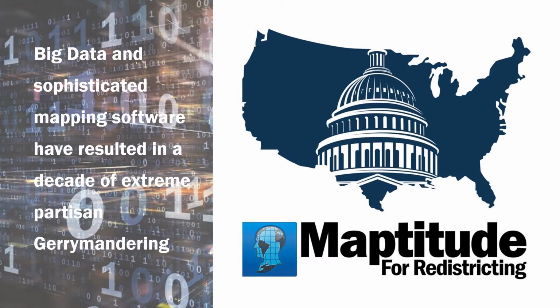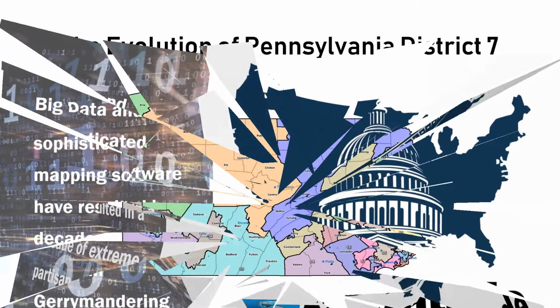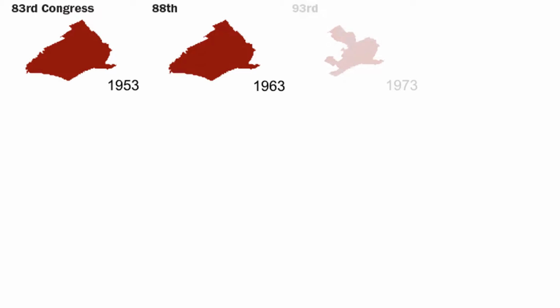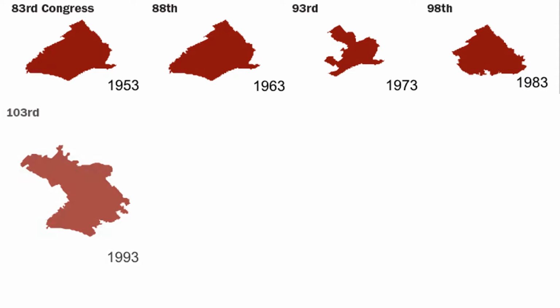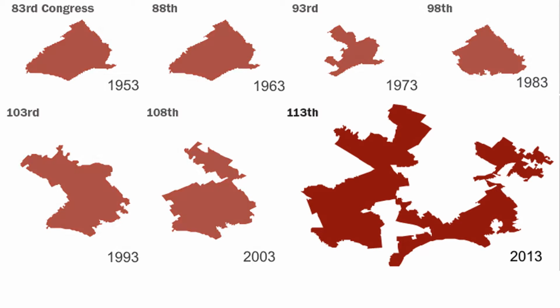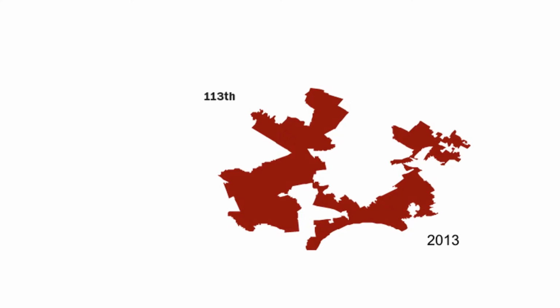And the rise of big data and sophisticated mapping software have resulted in a decade of extreme partisan gerrymandering. Take the evolution of Pennsylvania's 7th Congressional District just outside Philadelphia. For at least 50 years, Pennsylvania 7 was a compact district of a few neighboring communities, until the 21st century, when it became a grotesque cartoon.